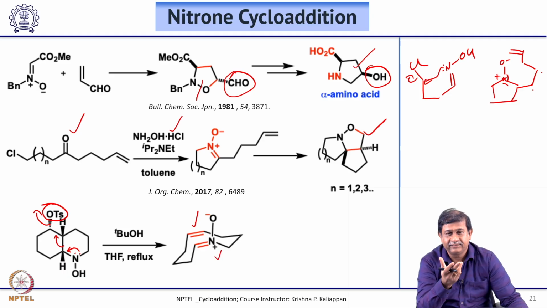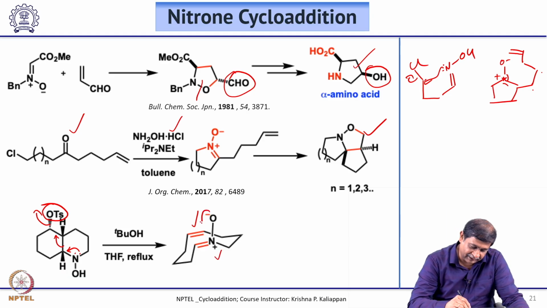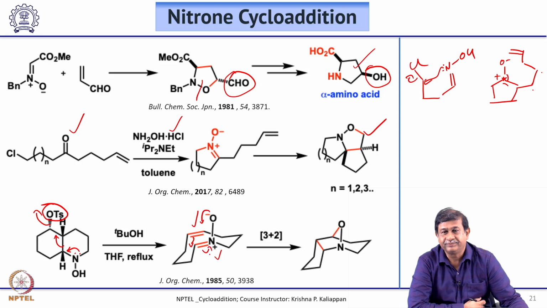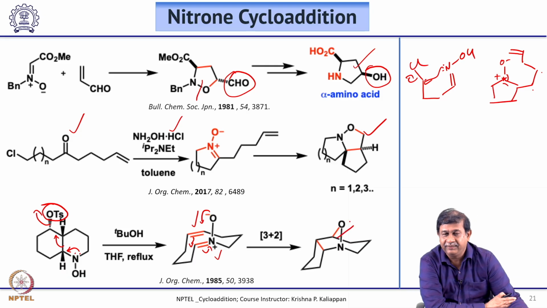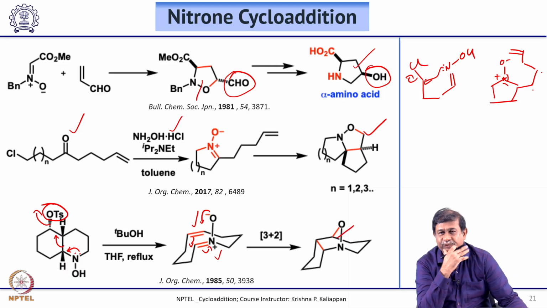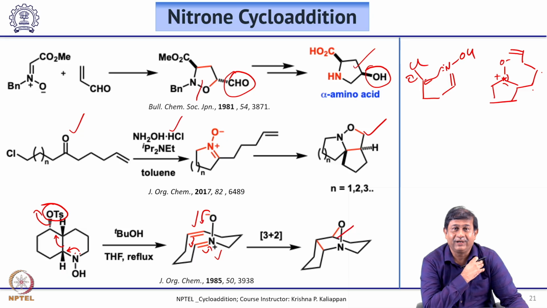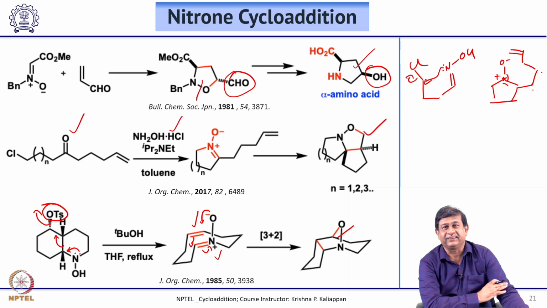Now this can undergo an intramolecular 1,3-dipolar cycloaddition to form this tricyclic compound. Once you have that, then you can do the NO bond cleavage to get a bicyclic compound, and that can be further utilized in the synthesis of natural products.